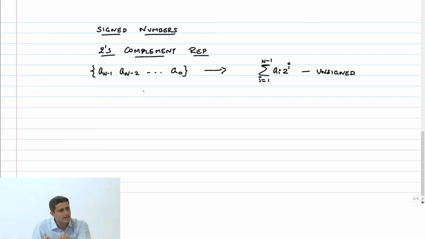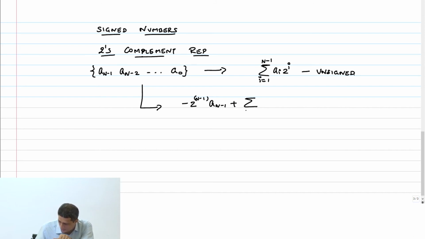But if it is a signed number, 2's complement representation is the following. I will write this as minus 2 power n minus 1 a n minus 1 plus summation i equal to 0 to n minus 2 a i 2 power i. Okay?